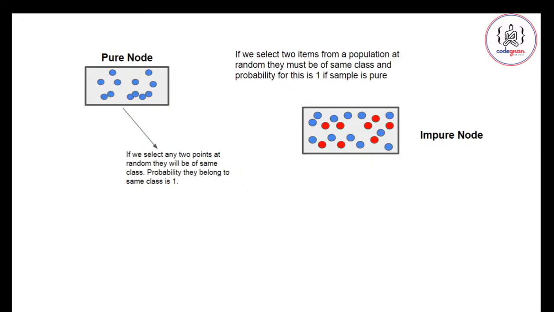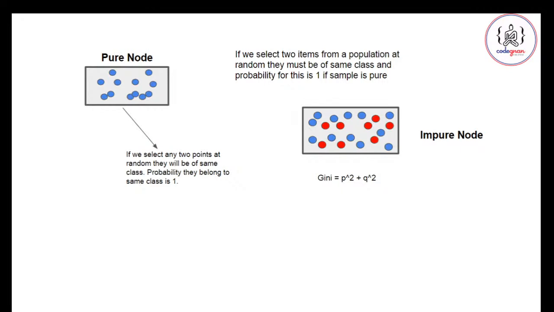Here if I tell you to select any 2 points and find out the probability that they belong to the same class, it is not going to be 1. Here you have two probabilities: the probability for your blue class and the probability for your red class. So you have Gini equals p square, that is the probability of, let's say, red circles, plus q square, that is the probability of your blue circles. So Gini equals p square plus q square.